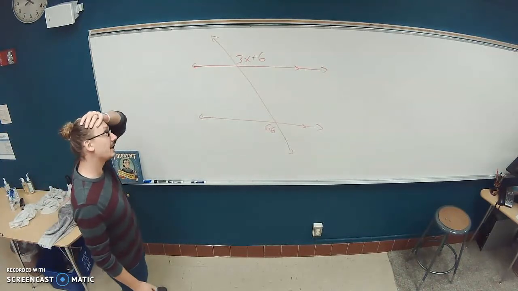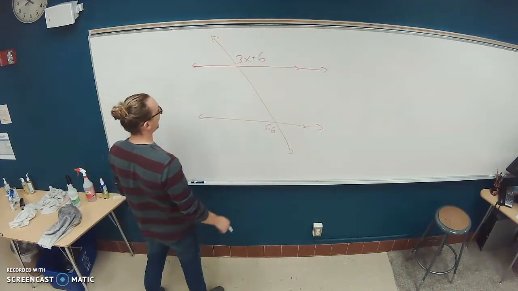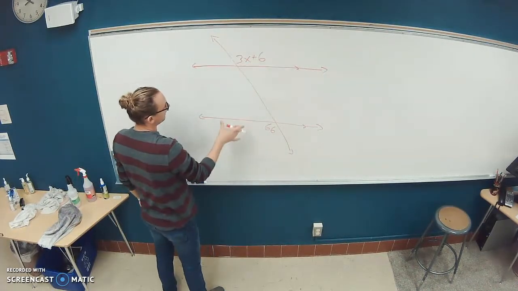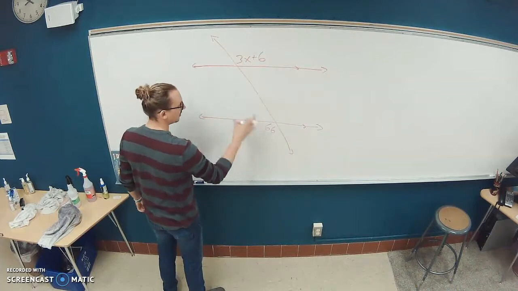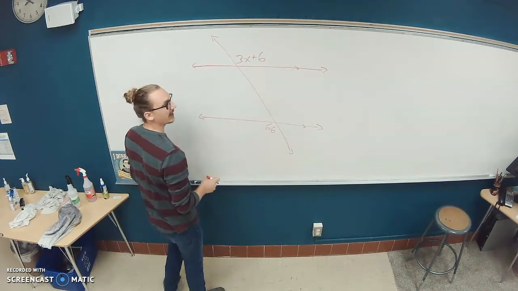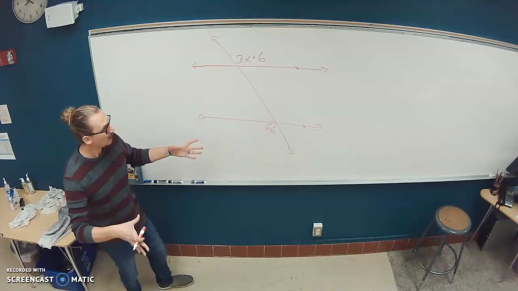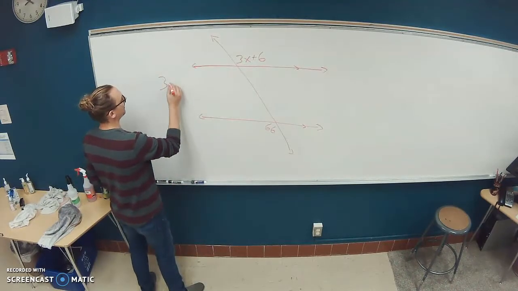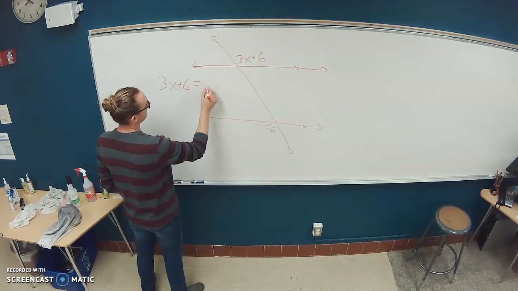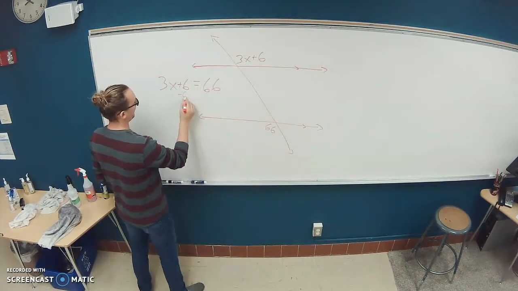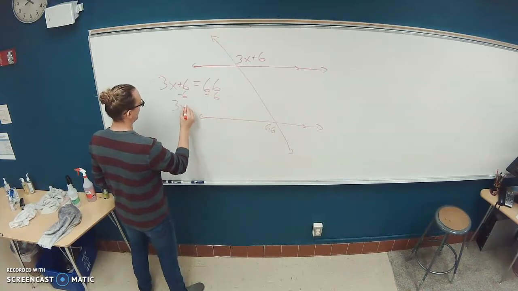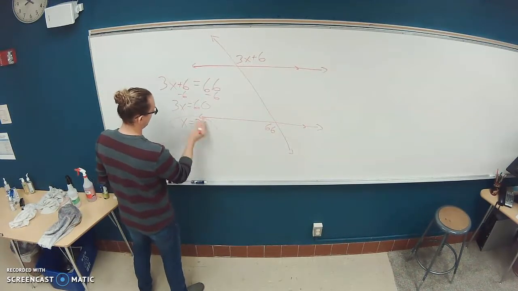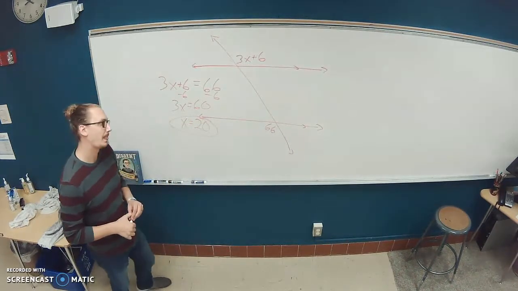I've got to stare at these parallel lines for a minute. Okay, so these are alternate exterior angles. We're on the other side and outside. Okay, other side of the transversal and outside. So alternate exterior angles. Alternate exterior angles are always congruent. Congruent means they're the same measurement, so I can set these equal to each other. 3x plus 6 equals 66. Solve for x. x will equal 20. Okay?